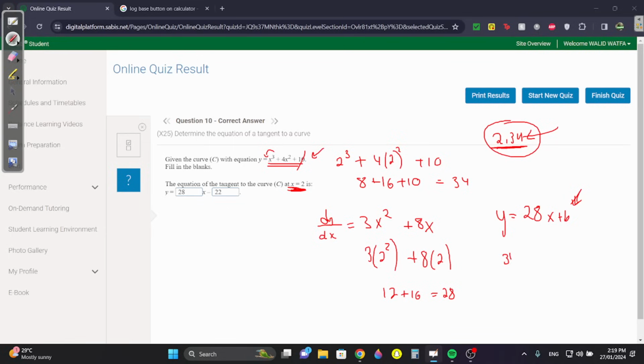So y is 34 equals 28 times x, which is 2, plus b. 28 times 2 is 56, plus b equals 34, which is my y. 56 to the other side, you get 34 minus 56, which is negative 22. Okay, so your equation will be y equals 28x minus 22.